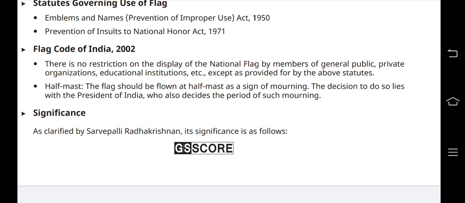Half mast. The flag should be flown at half mast as a sign of mourning. The decision to do so lies with the President of India, who also decides the period of such mourning.